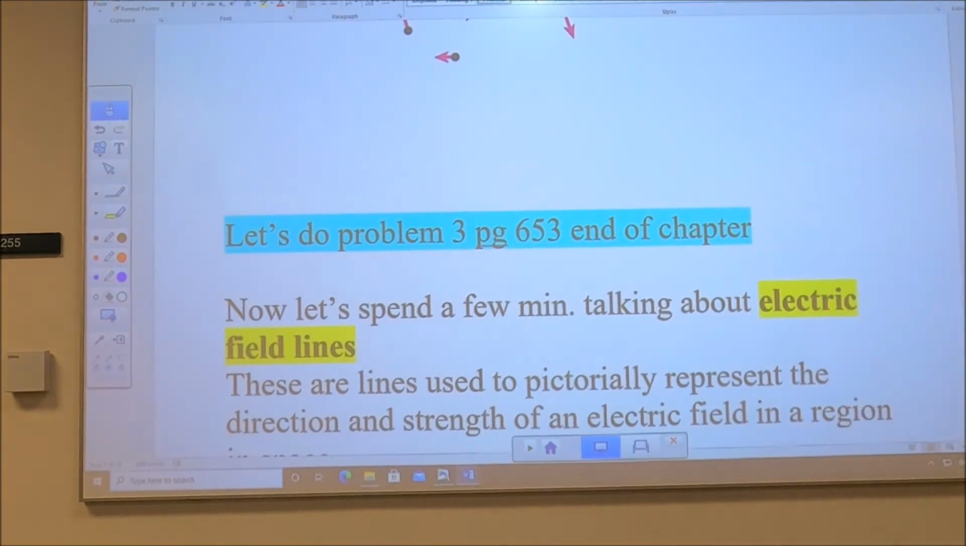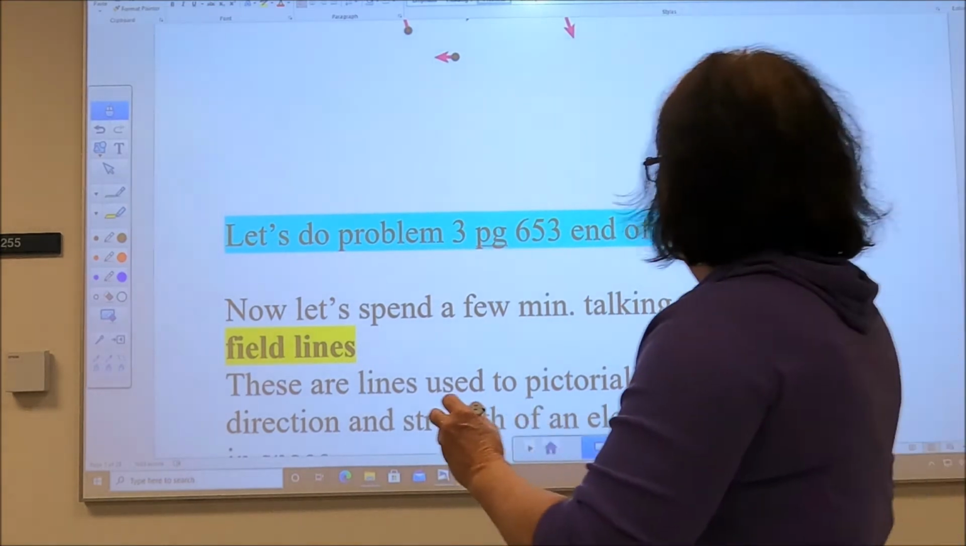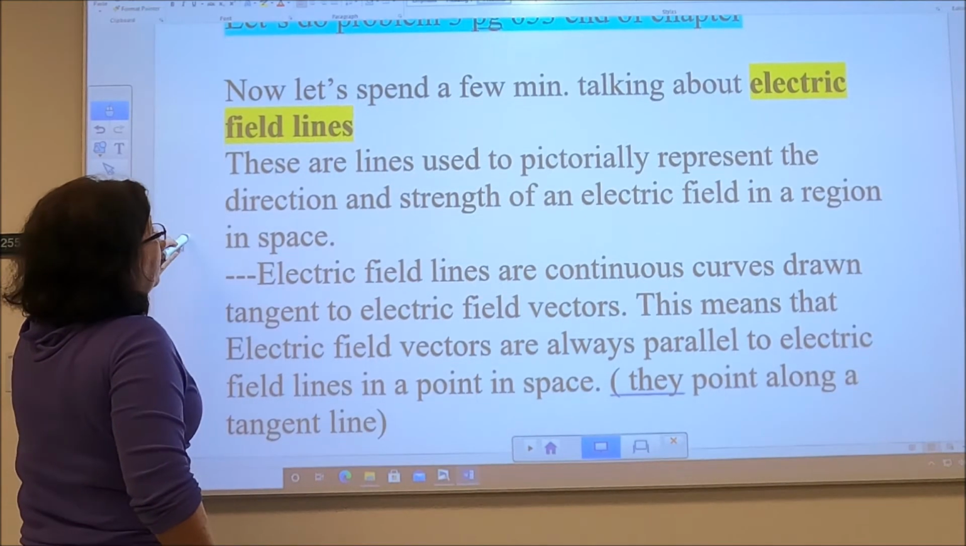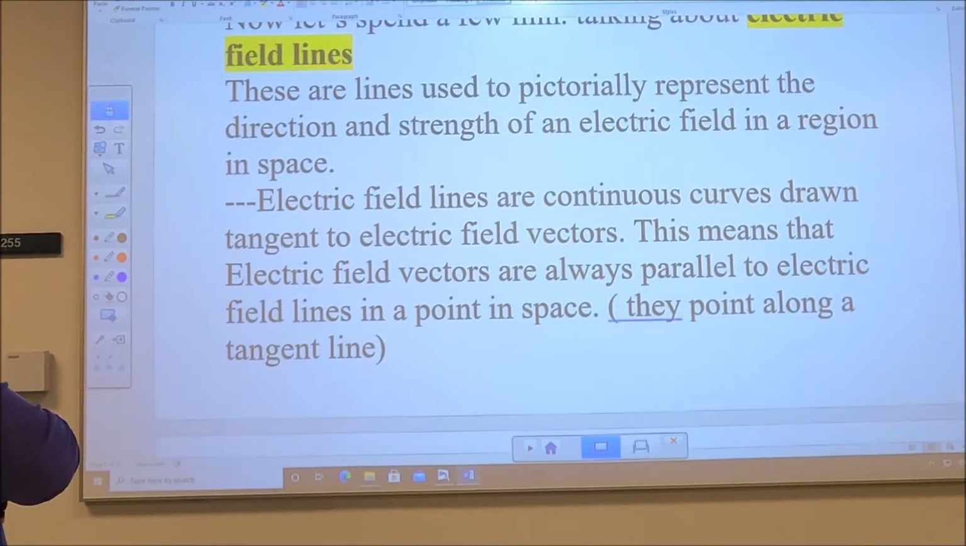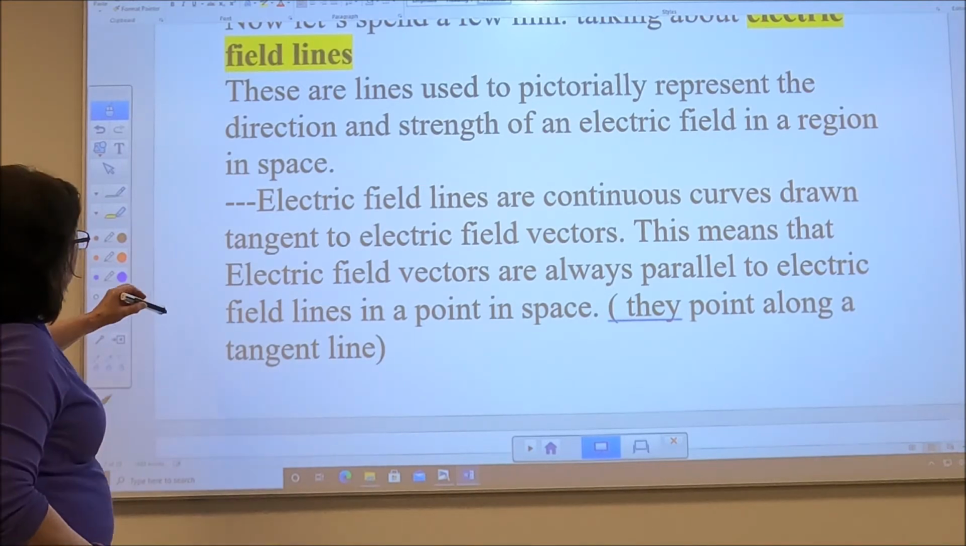Now, the next thing we want to talk about are electric field lines. Electric field lines are lines used to pictorially represent the direction and strength of electric field in a region of space. When we draw them, electric field lines are continuous curves drawn tangent to the electric field vectors. That means the electric field vectors are always parallel to electric field lines at a point in space, or you can say they point along the tangent line.